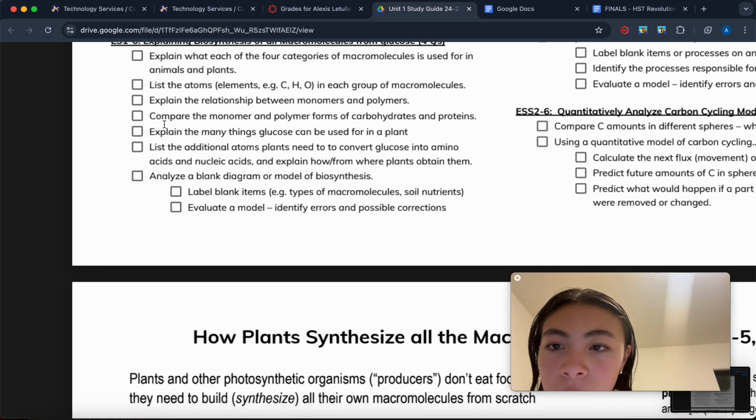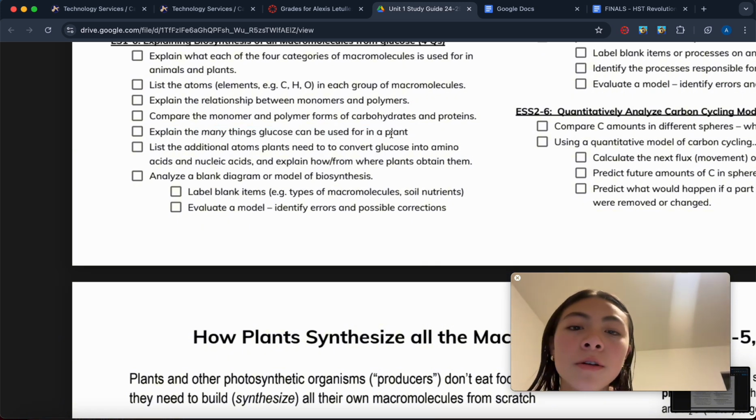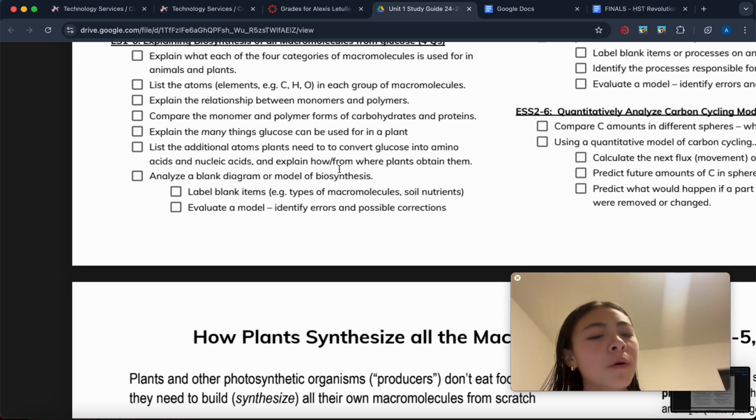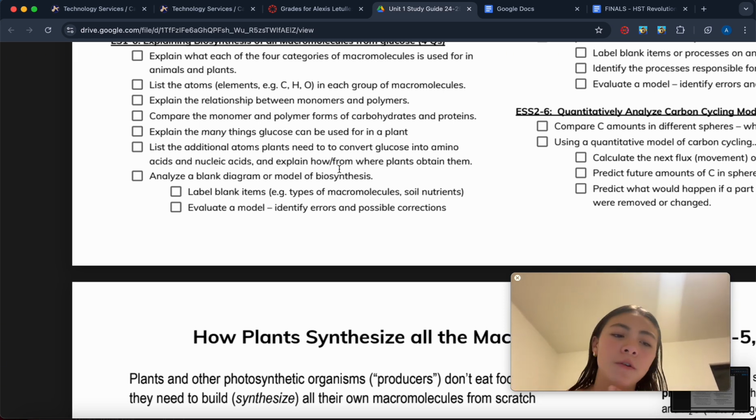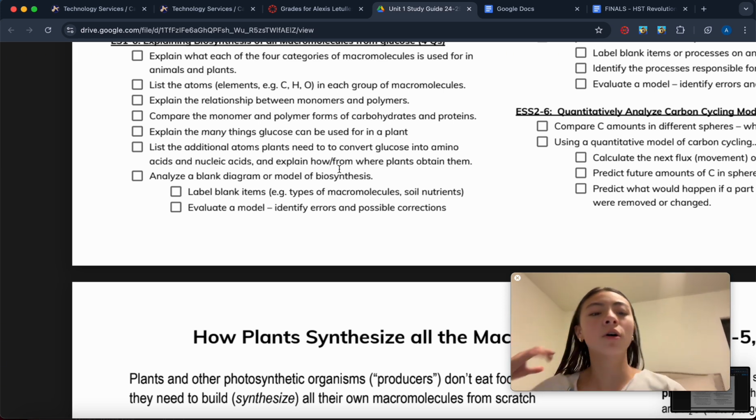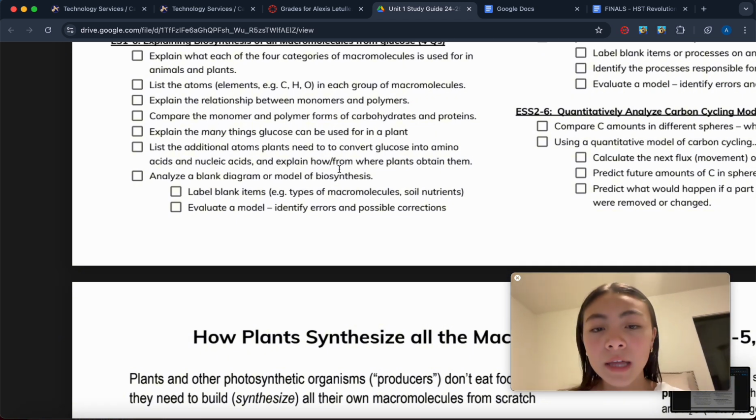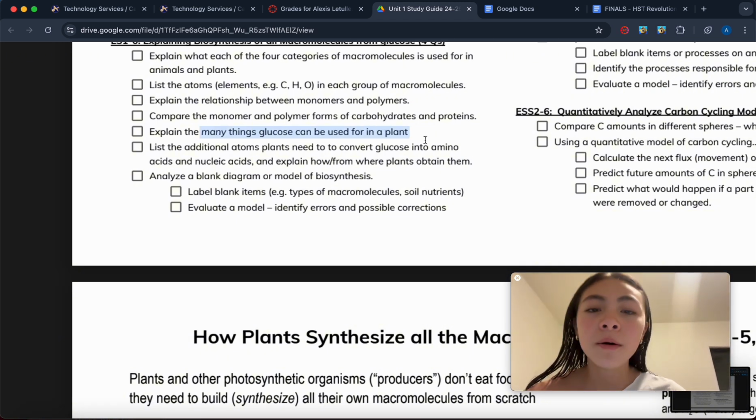Okay. And explain the many things glucose in a plant can be used for. So as I was saying before, glucose is a simple sugar and it's the first thing that a plant burns because it's the most simple form of food, I guess. It's one sugar. It's not a complicated macromolecule, it's just a simple sugar. So that's one of the things glucose can be used for.